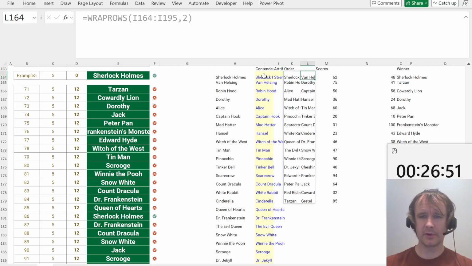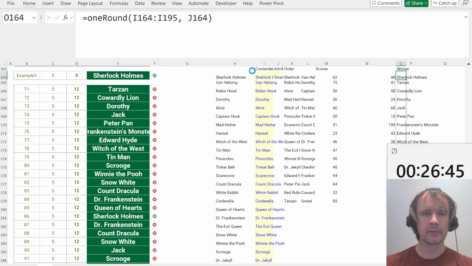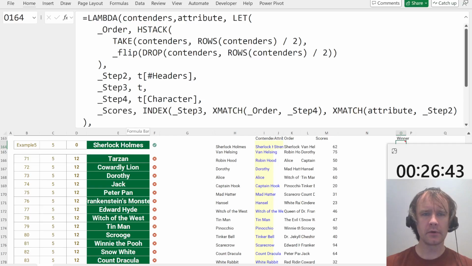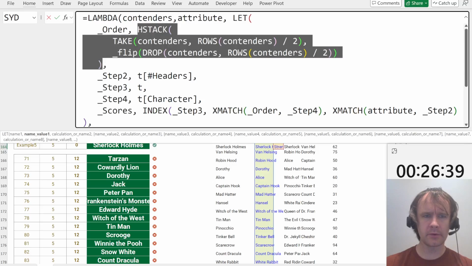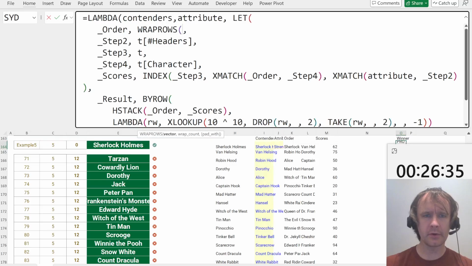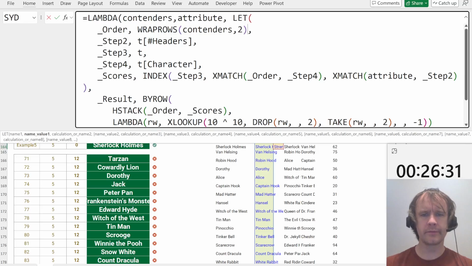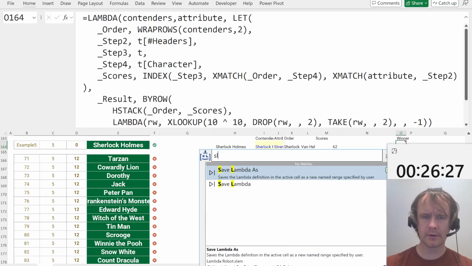Okay. Which means I need to change it here. Edit lambda. So not all this nonsense, but just wrap rows. Yeah, wrap rows of contenders by 2. Then save lambda.